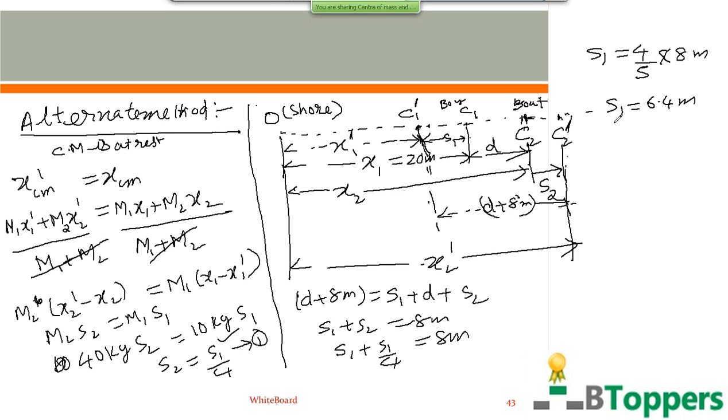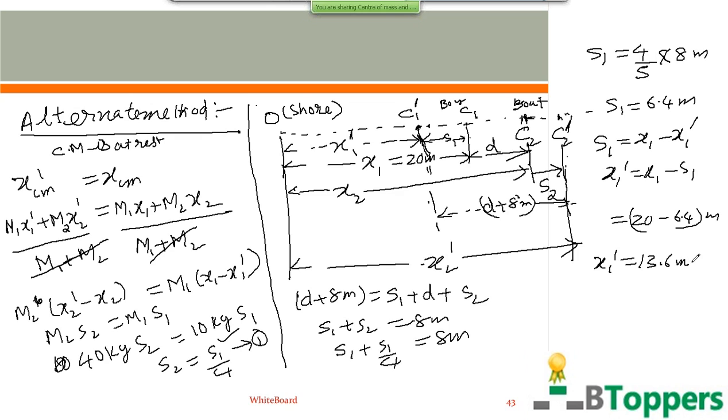S1 is the magnitude of the actual displacement of the buoy towards the shore with respect to the station observed on the shore. You can write it as the initial distance of the buoy from the shore minus the final distance of the buoy from the shore. X1 dash is the final distance of the buoy from the shore, that is equal to X1 minus S1. X1 is 20 meters, S1 is 6.4 meters. So you get X1 dash equal to 13.6 meters. That's the answer.